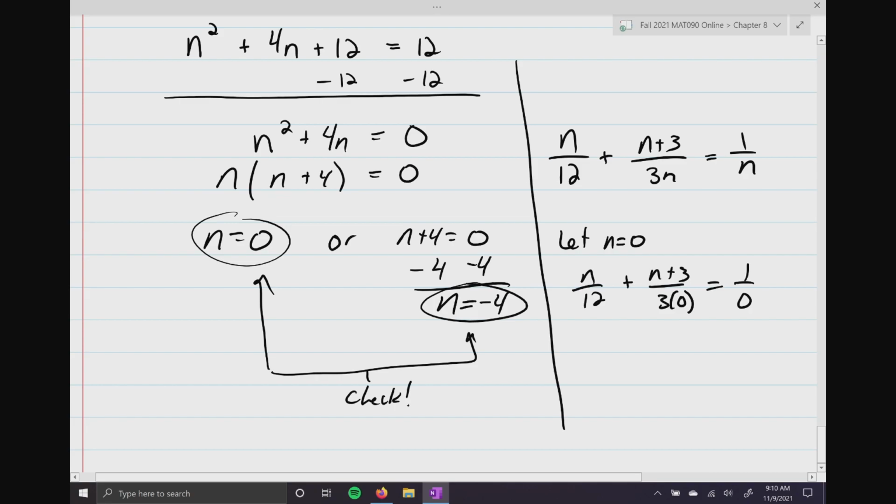Now, two things are happening here. Number one, I don't care about the numerator. Numerators are allowed to be 0. It's the denominator I got to be worried about. And look what happens here. 3 times 0 is 0. And you can't have 1 over 0. So I know n equals 0 is not a solution. This is extraneous. Okay?